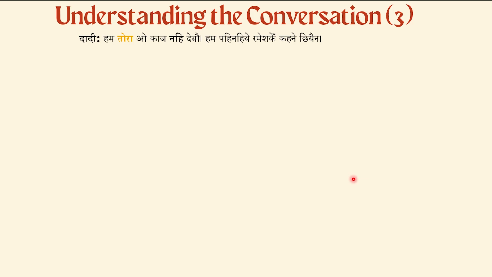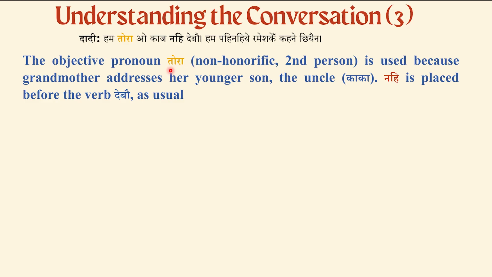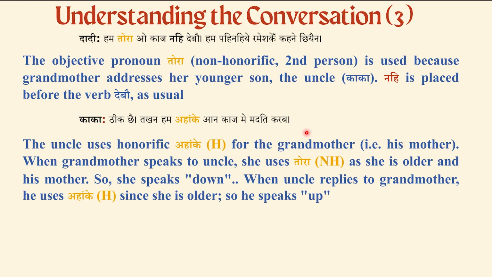Then let us take another example sentence where Dadi says, हम तोरा ओ काज नहीं देबो, हम पहिनहिए रमेश का कहने छियन. Here the objective pronoun tora, which is non-honorific and second person, is used because the grandmother addresses her younger son, that is the uncle or kaka, and nahi as usual is placed before the verb debo. Then kaka says, ठीक छै, तखन हम अहाँके आन काज में मदद करब. Here the uncle uses honorific ahake for the grandmother, that is his own mother.